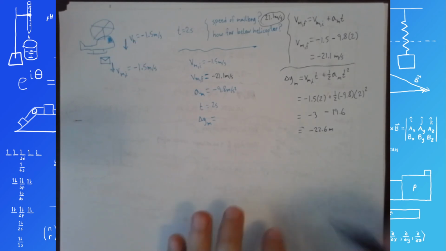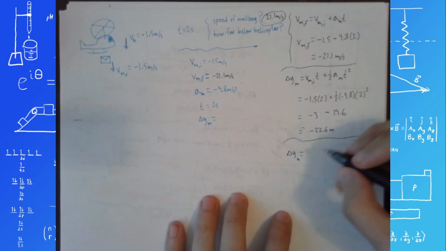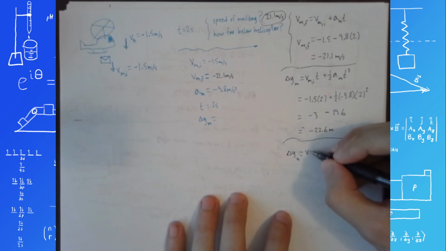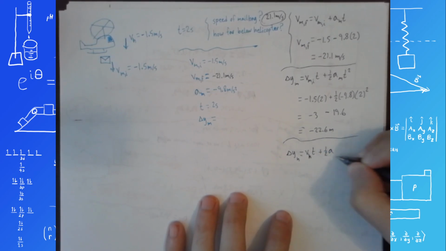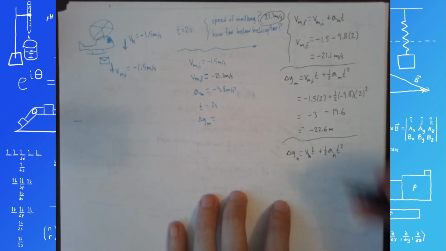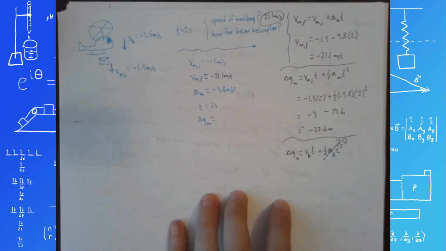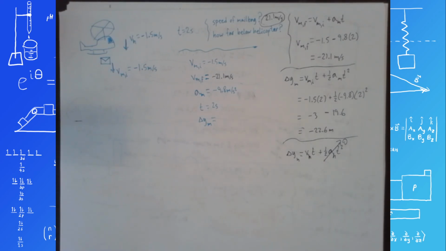So now we actually have to calculate delta y of the helicopter. Delta y of the helicopter equals velocity of the helicopter times time plus 1/2 the acceleration of the helicopter times the time squared. The helicopter and mailbag move according to the same timer. We tracked their motion with the same starting and ending time for those 2 seconds. So t is still 2 there. The acceleration of the helicopter is 0, so that whole second term goes out.